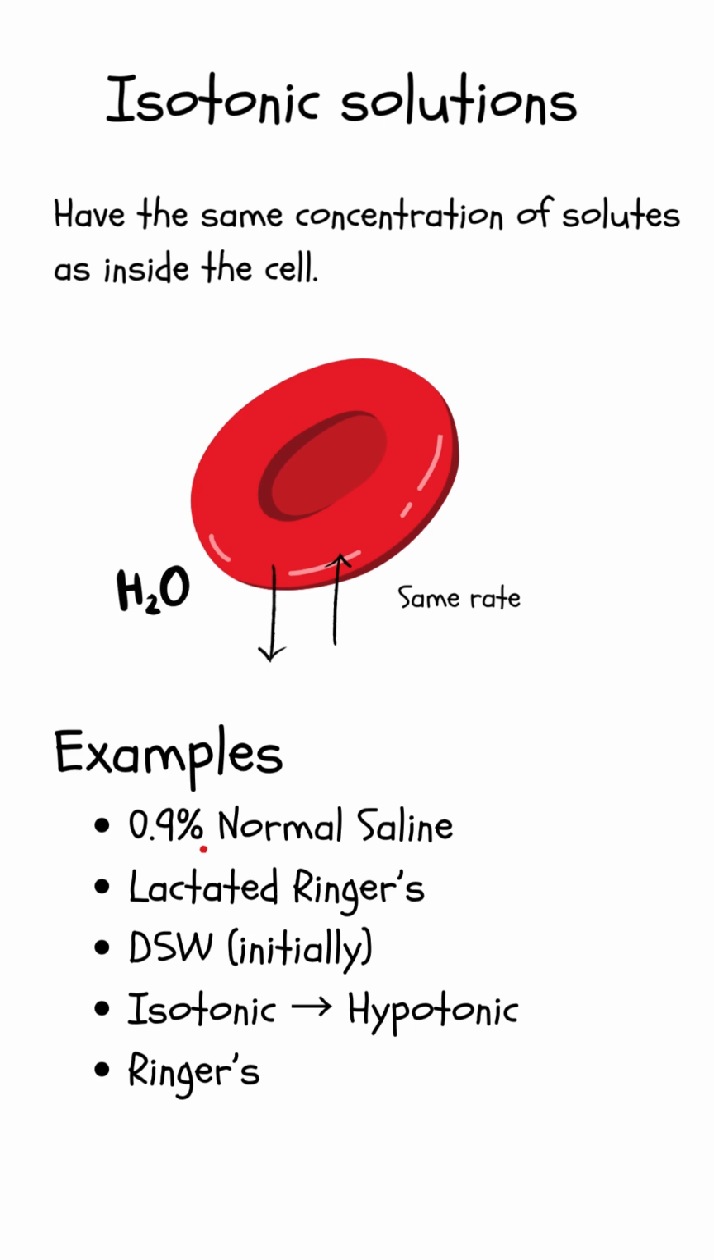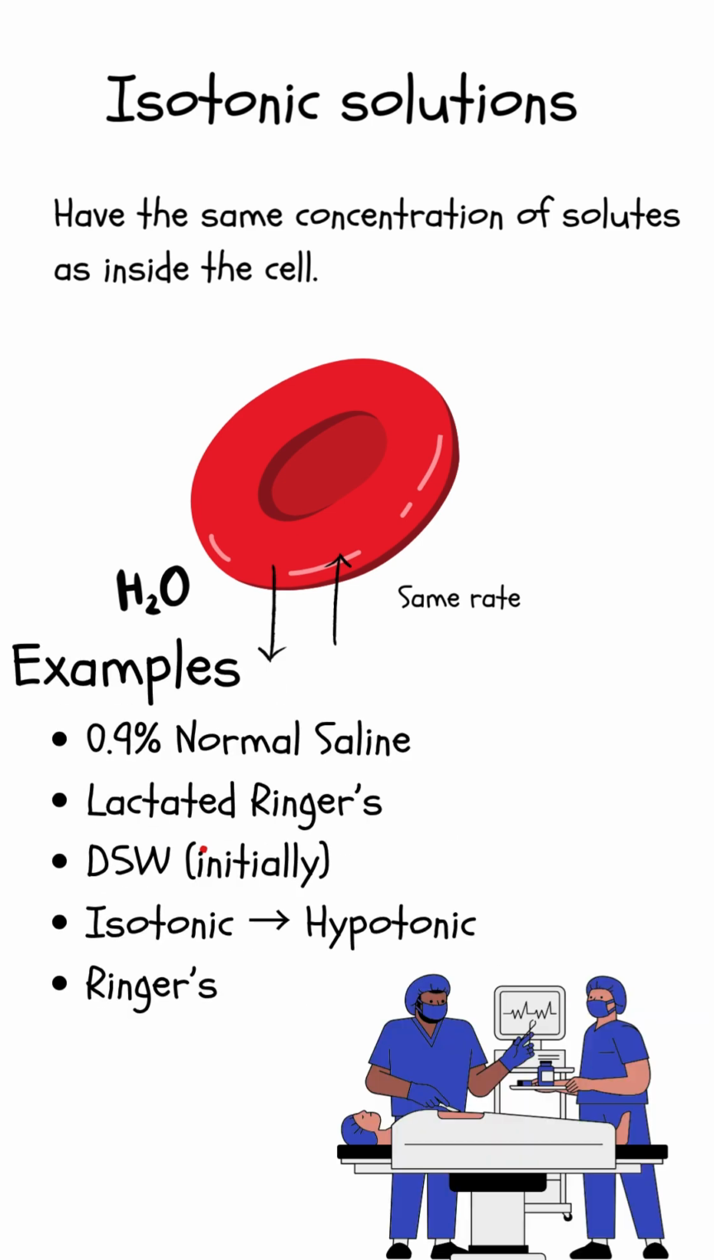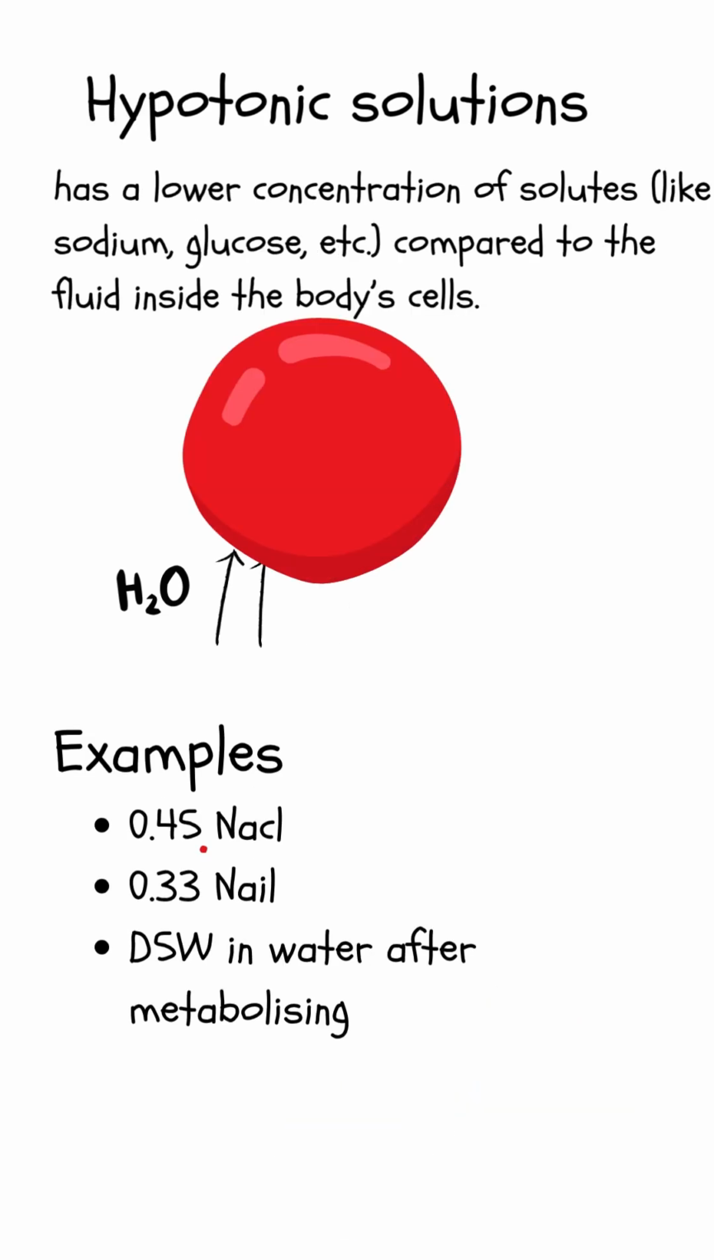Some common examples of isotonic IV fluids include 0.9% sodium chloride, normal saline, lactated Ringer's solution, and 5% dextrose in water, D5W, which starts off as isotonic, but once it enters the body and the glucose is used up, it behaves more like a hypotonic solution. Isotonic solutions are widely used in clinical settings for fluid replacement, especially in patients with dehydration, low blood pressure, or after surgery or trauma.